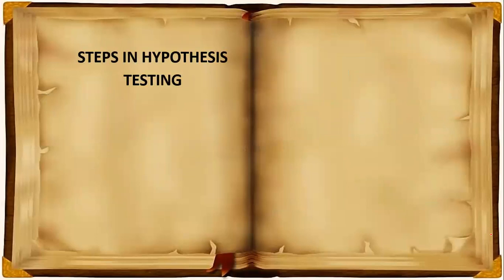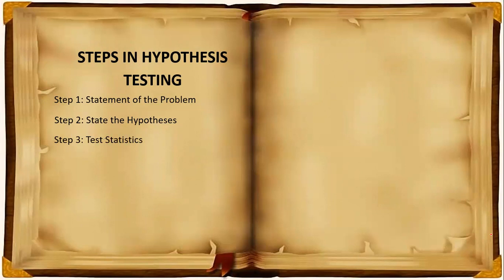Here, we have here the steps in hypothesis testing. So for step one, statement of the problem. So you have to know first your problem in your research. Then the step two, state the hypothesis. So you need to state the null hypothesis and the alternative hypothesis in words. Now for step three, test statistic. So identify the appropriate test statistic used.